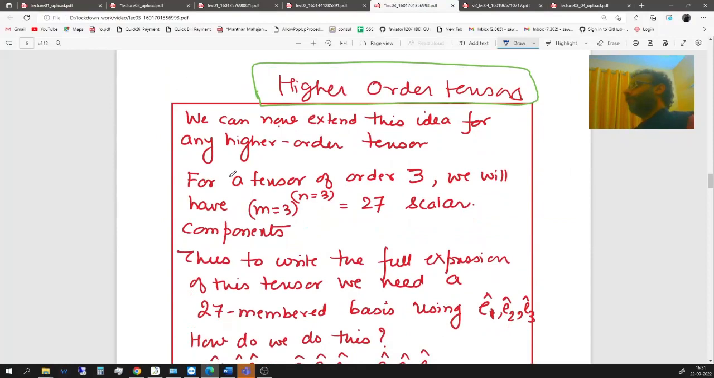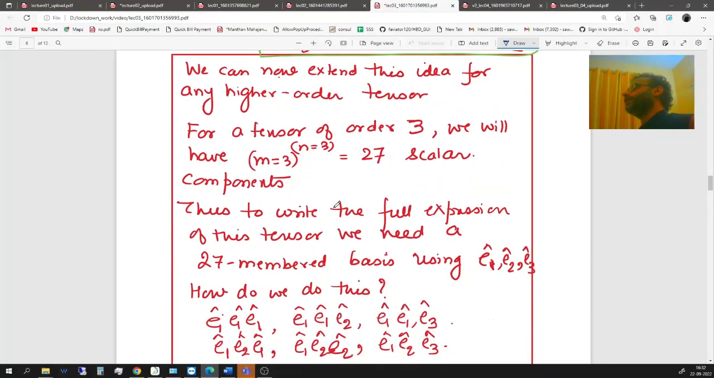Now, if we move on to higher order tensors, we can extend the idea we learned in the context of first and second order tensors to higher order tensors. For a tensor of order 3, we realize that we will have m raised to the power n, 3 raised to the power 3. That means it will have 27 scalar components.